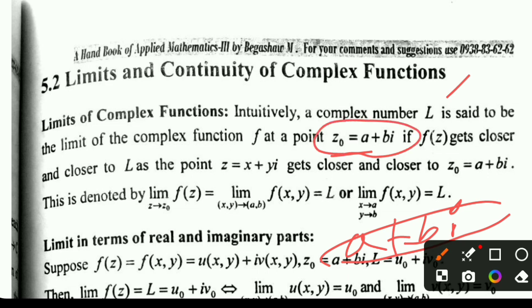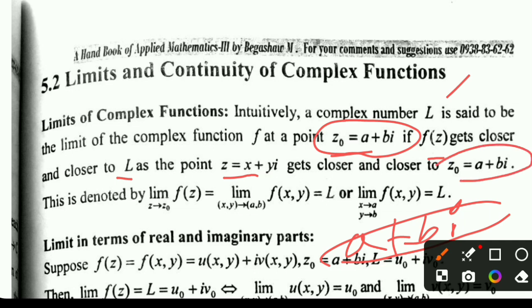Limits and continuity of complex functions. Next we will see the limit and continuity of a complex function. Limit of a complex function, intuitively: if we have a complex number L, it is said to be the limit of a complex function at z naught equal to a plus bi, because when we talk about complex numbers, we have a real part and an imaginary part. That is, when we select a point, we have to select it in terms of a plus bi. If f of z gets closer and closer to L as the point z is equal to x plus iy approaches z naught, which is a plus bi.